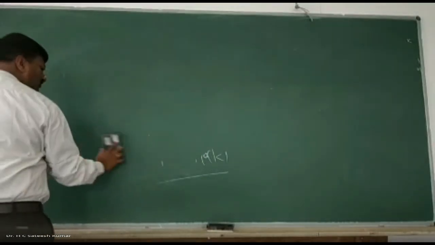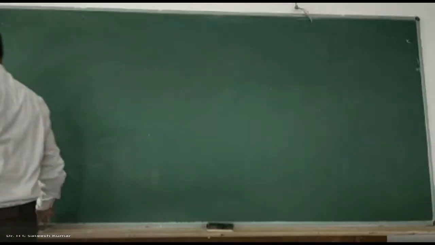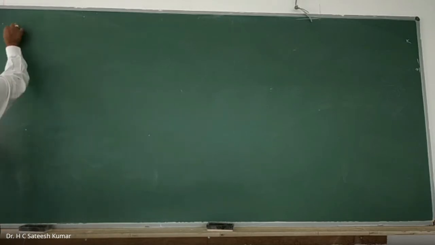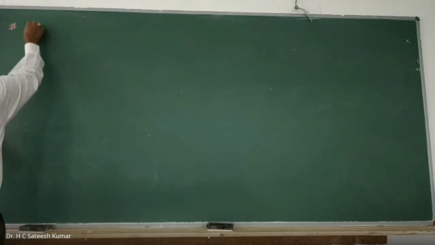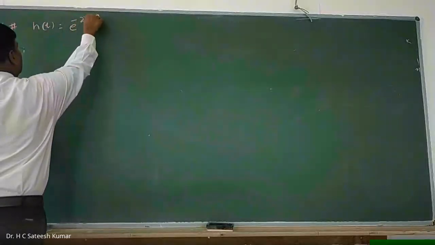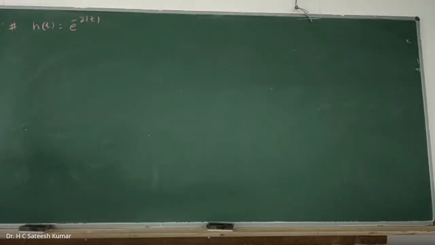One more problem we have. This is also a standard problem that we have seen. Check for causality, stability, and memory. h of t is equal to e to the power of minus 2 into mod t.